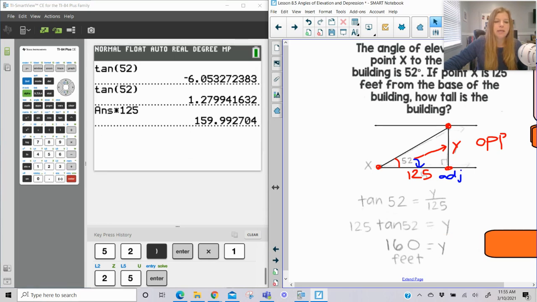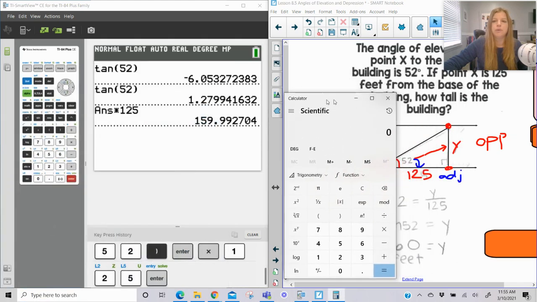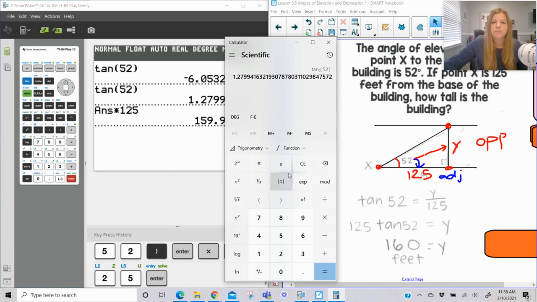Okay. If you were using a calculator on your phone or on the computer, again, you'll notice it says degrees. That's what you want it to say. If it says radians like that, you just click on it, turn it back to degrees, and then you're good. You would type in 52, then click, let's see, we need our trig functions. We need tangent. And then we get that same number we had before, and then multiply by 125. And you can see we get the exact same answer.